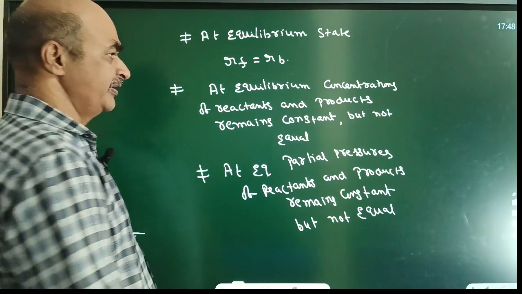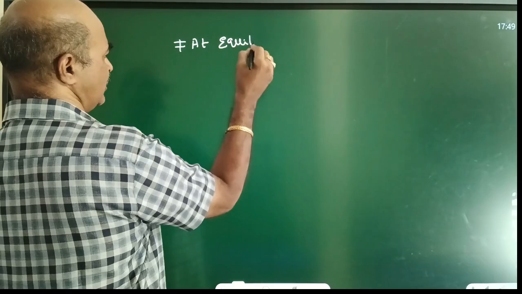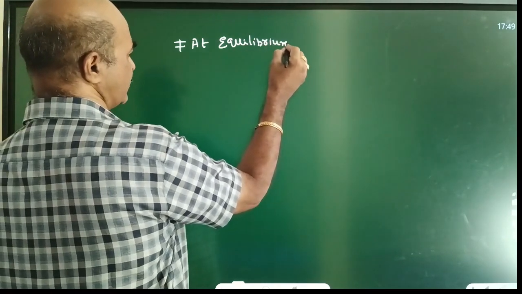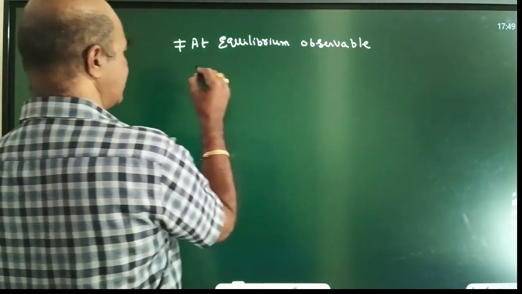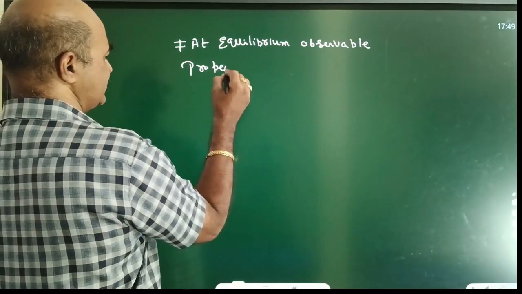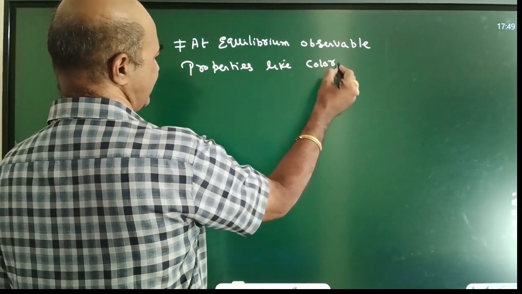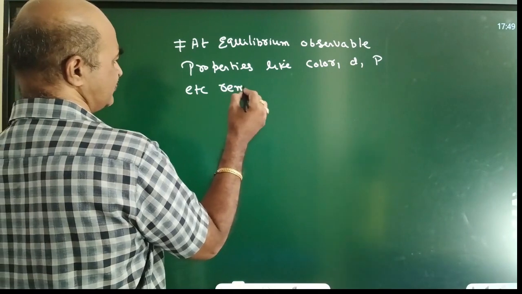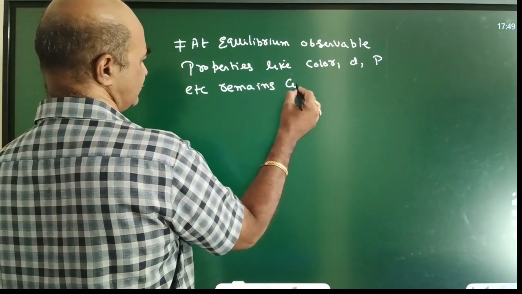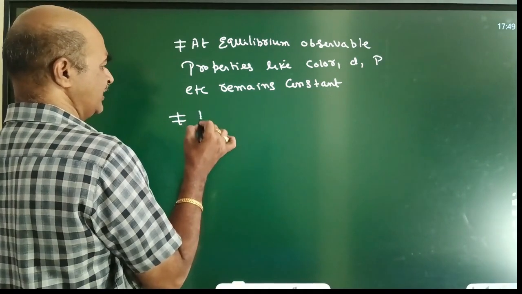Next, at equilibrium, observable properties like color, density, pressure, etc. remain constant.